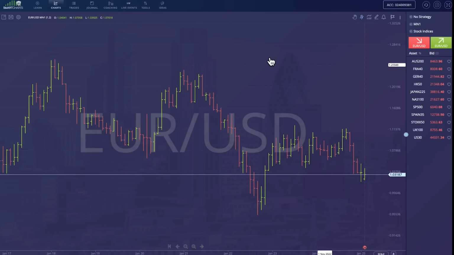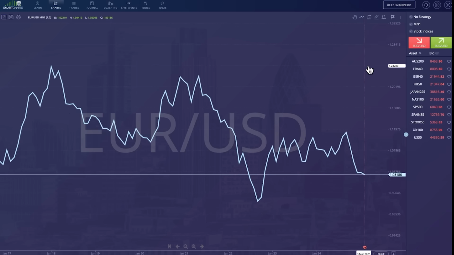So number one, the first thing I want you to do is get a line chart. If your chart is a bar chart, a line graph takes each closing price of each bar and creates a line. So I'm on a monthly time frame, and the line graph is going to take each closing price, close, close, close, close, close, and make a line graph. So it will look exactly like this.